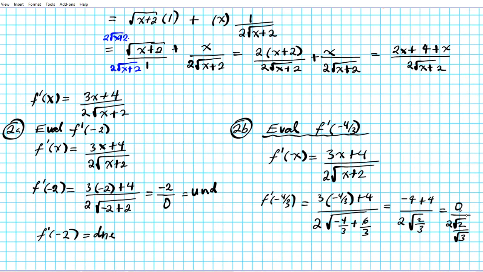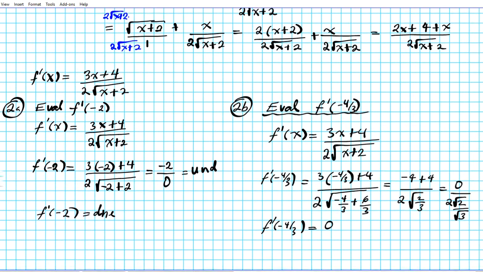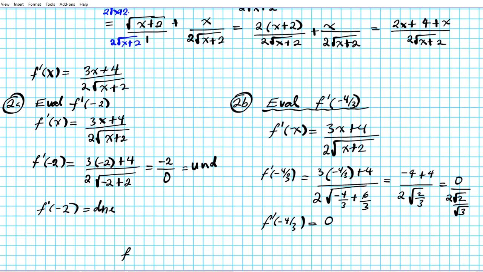In this particular problem, the numerator is 0, so we don't have to bother ourselves simplifying this. Or else we just drop, change, flip, multiply, and simplify. But in this particular case, we can clearly see that f prime of negative 4/3 is equal to 0. So our final answer, the derivative at the extrema, f prime of negative 2 does not exist.